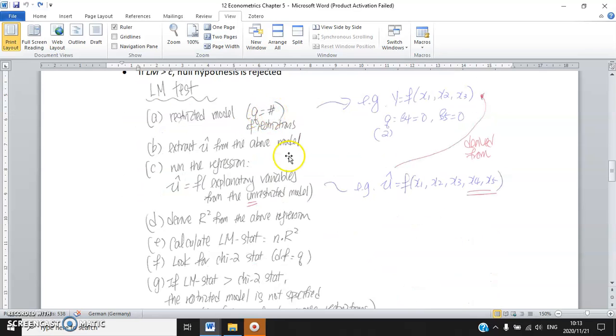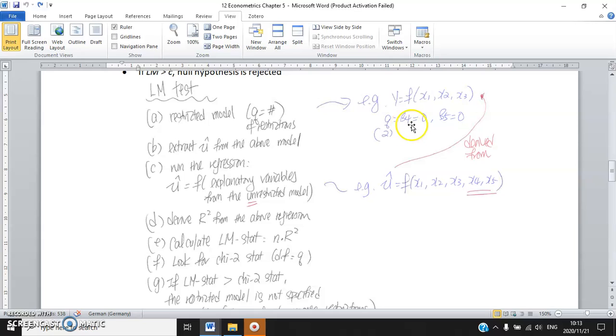Okay, so let's look at my graphical sketch. I want to start off with this unrestricted regression model. I've got 5 explanatory variables, x1, x2, x3, x4, x5. And then this is my restricted model. I only include x1, x2, and x3.